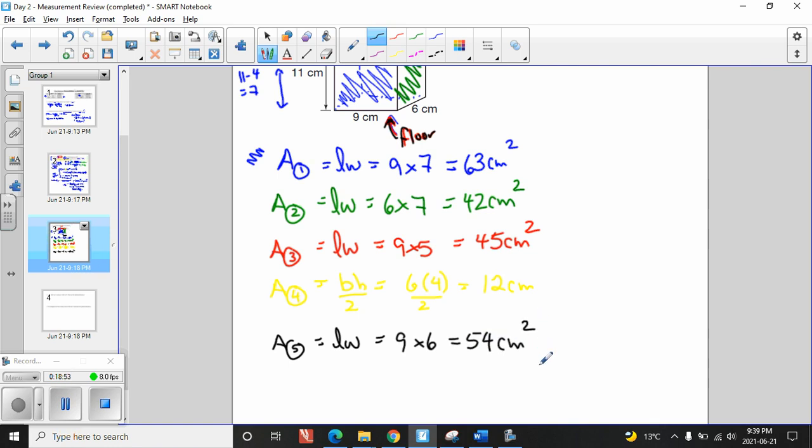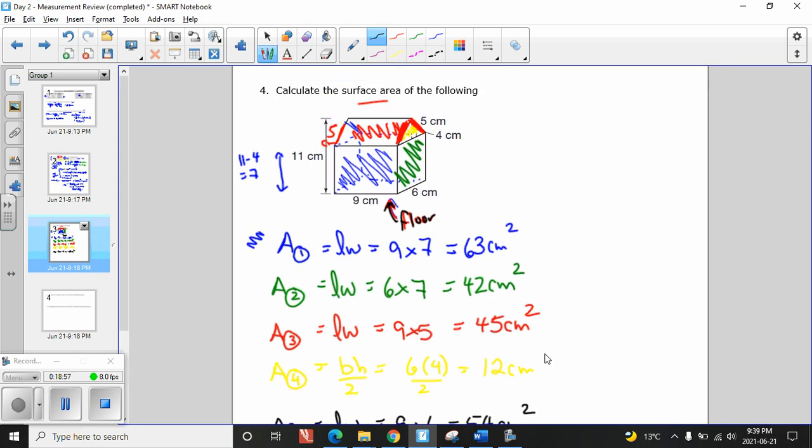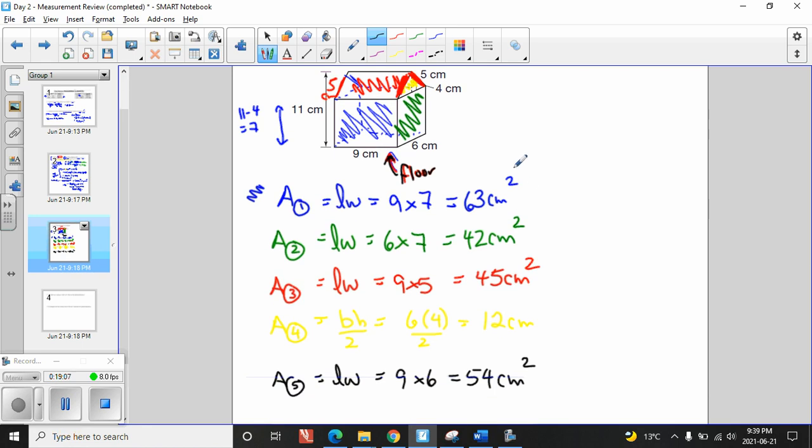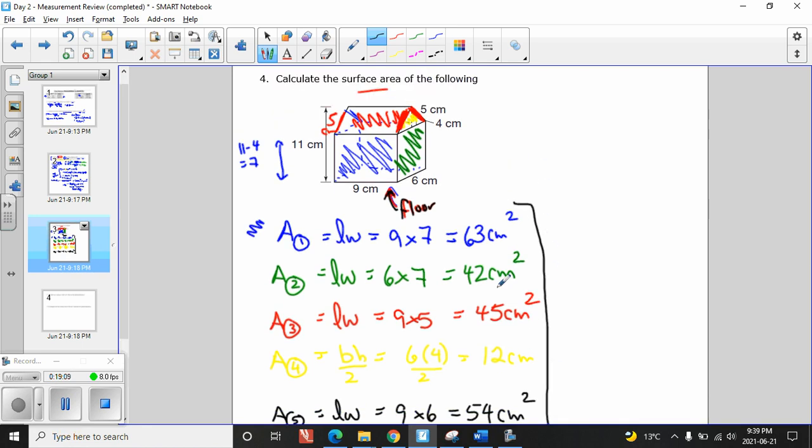Okay, so far I've got a blue, a green, a red, a yellow, and a black. But some of those I'm going to have to double up because there's 2 of them. There's one on the right and the left, or the front and the back. So I'm going to take all of that pre-planning, and I'm going to actually find the surface area now. So not just looking at one shape at a time, I want to put it all together.